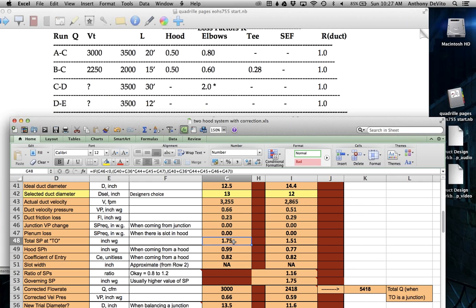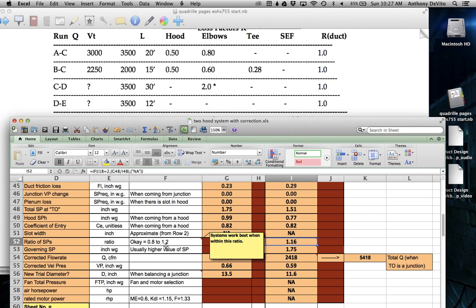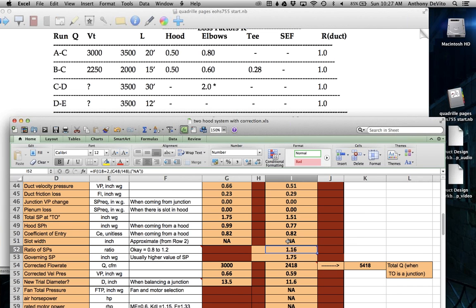But notice now the static pressures. Static pressure at point C for A to C is 1.75 from the main hood, the first hood. That's 1.51 from the branch hood. So now the ratio of static pressures is 1.16. So they are basically close enough. They're within 0.8 to 1.2. They're close enough for me to tolerate that difference in static pressures without having too big a system effect at that point.